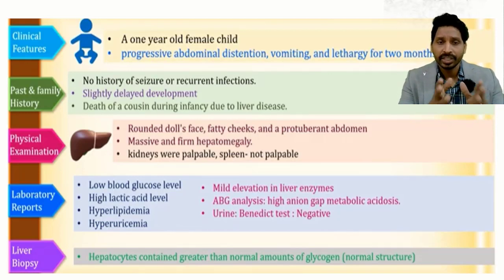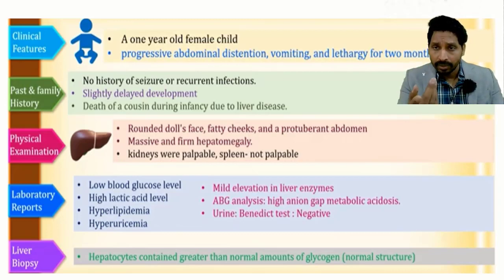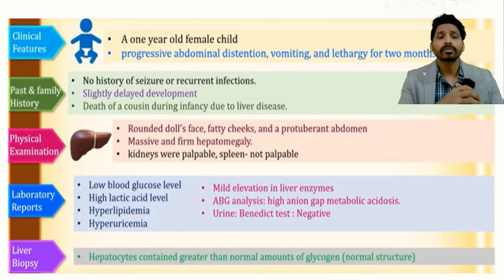On laboratory investigations, low blood glucose levels were noted, and high lactic acid levels, that means hypoglycemia, lactic acidemia, hyperlipidemia and hyperuricemia. These are the conditions noted, with values like low blood glucose, high lactic acid, high lipid levels, maybe triacylglycerol or cholesterol, and hyperuricemia, higher uric acid levels. With the other parameters, there is mild elevation in liver enzymes also. ABG analysis, arterial blood gas analysis, shows high anion gap metabolic acidosis. Urine Benedict's test is negative, that means absence of sugars in the urine.